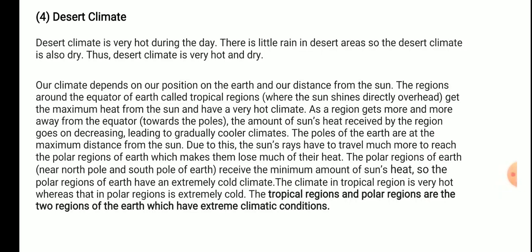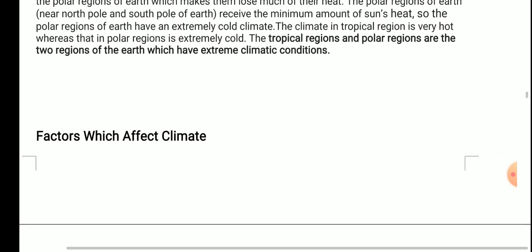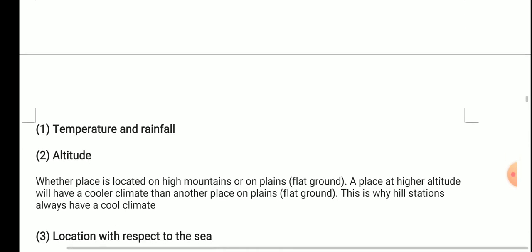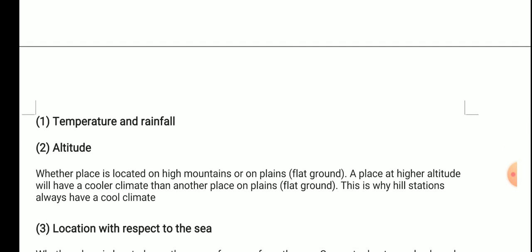Let's move forward. Now the next topic is the factors which affect climate. The first factor that affects climate is temperature and rainfall. We all know that if the temperature is high, then it is said to be a hot climate, and if the temperature is low, then it is said to be a cold climate. And similarly with the rainfall, if the amount of rainfall is high, then it is said to be humid, because the amount of water vapor present in the surroundings is very high, and if the amount of rainfall is very low, then the surroundings or the atmosphere has relatively less water vapor. So we can say that the climate is dry.